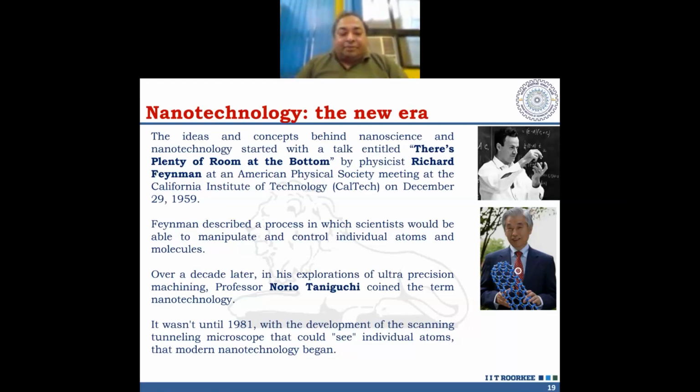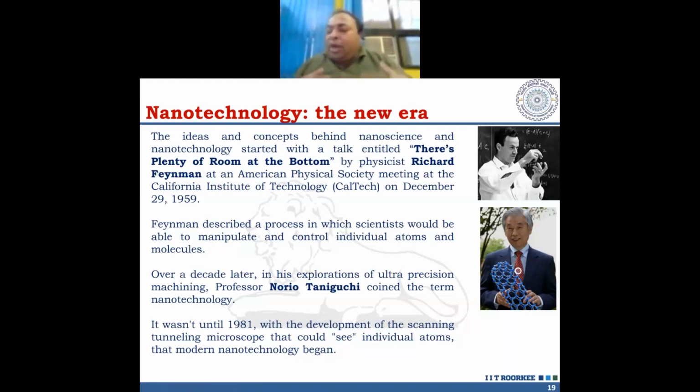Over a decade later, in his exploration of ultra precision machining, Professor Norio Taniguchi, you could see here, this is Richard Feynman and this is Professor Norio Taniguchi, coined the term nanotechnology. But it was not until 1981, with the development of the scanning tunneling microscope that could see individual atoms, that modern nanotechnology began.